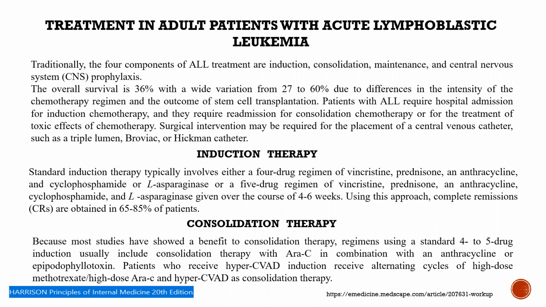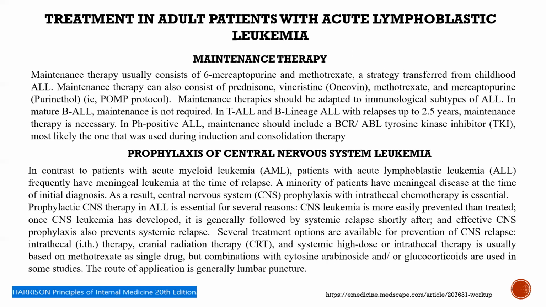Because most studies have shown a benefit to consolidation therapy, regimens using standard 4 to 5 drug induction usually include consolidation therapy in combination with anthracycline or epipodophyllotoxin. Patients who receive this regimen receive alternating cycles of high doses of methotrexate, high doses of anthracycline, and a hyper-CVAD as consolidation therapy. CVAD means vincristine, prednisolone, anthracycline, and cyclophosphamide.